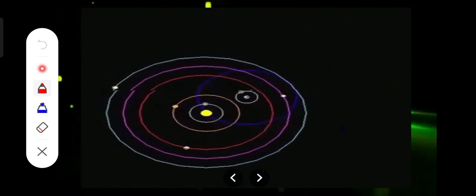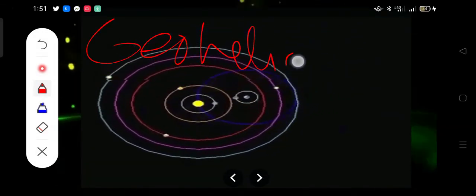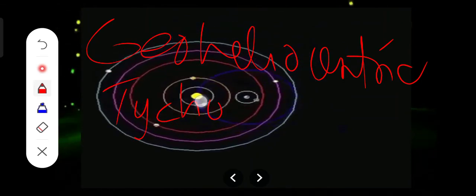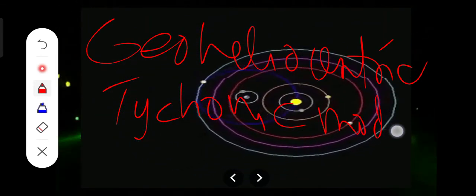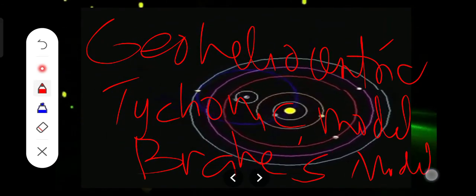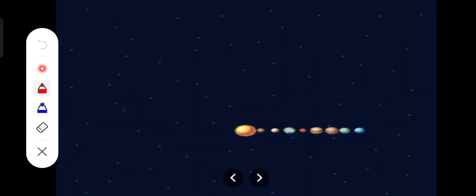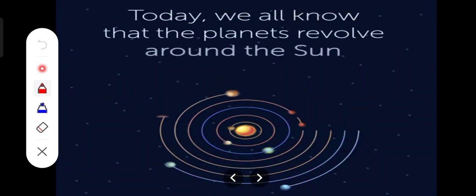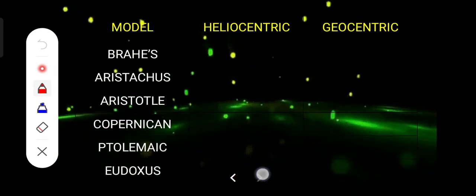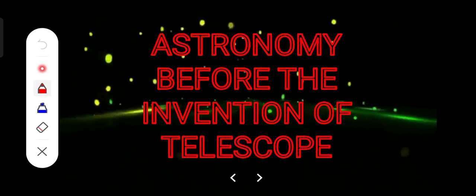That's why he called this one the geoheliocentric model. Or, we also have here, marami siyang pangalan, Tychonic model or Brahe's model. Okay, so those are the names of the model of Tycho Brahe. But as of today, we all know that the planets revolve around the Sun. Okay, next, the astronomy before the invention of telescope.